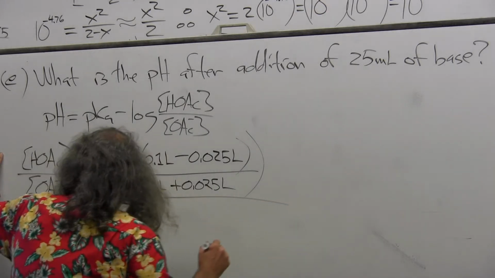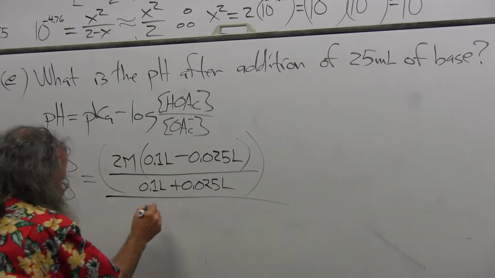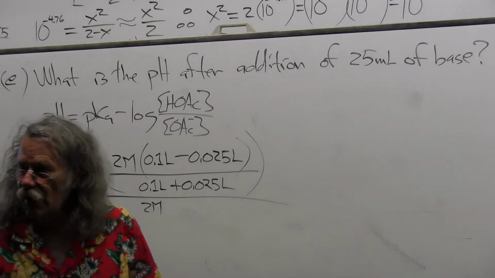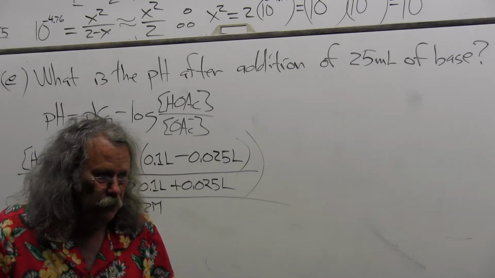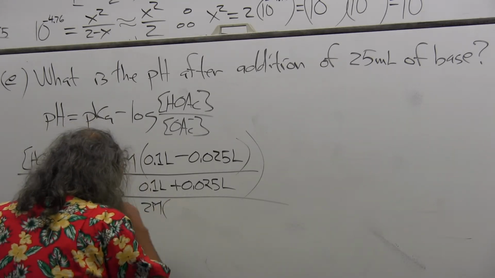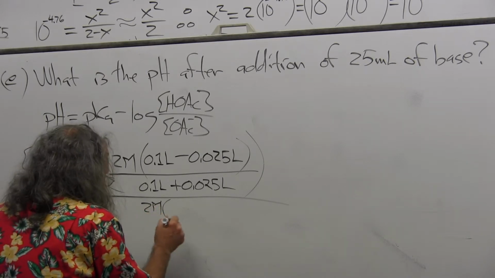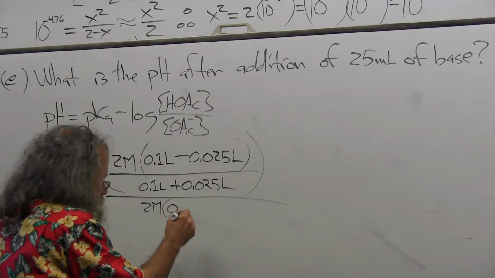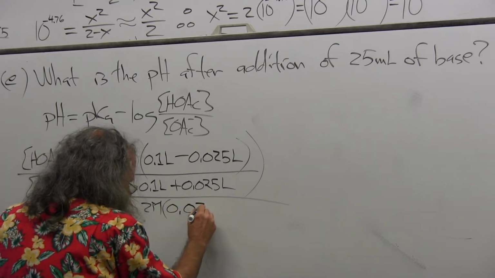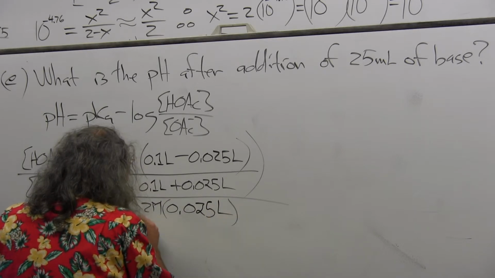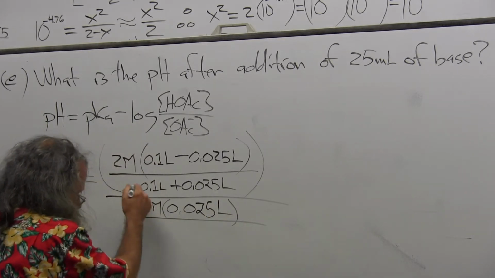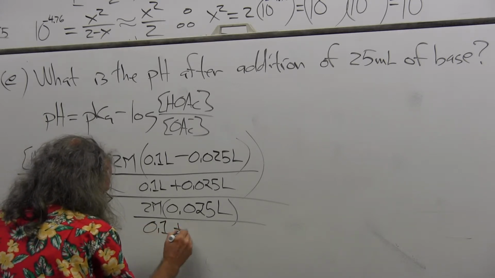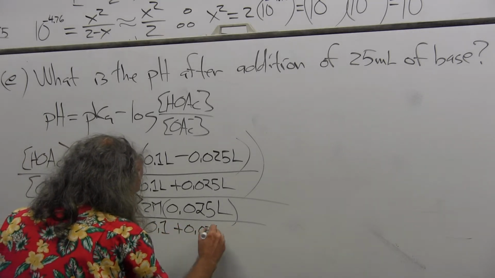And now that's divided by, for the acetate, I started out with 2 molar. For every mole of base added, I've generated a mole of acetate. So I start out with 2 molar base, and what was the volume of the base added? 0.025 liters, and that's divided by the total volume as well. And so that's 0.1 plus 0.025 liters.